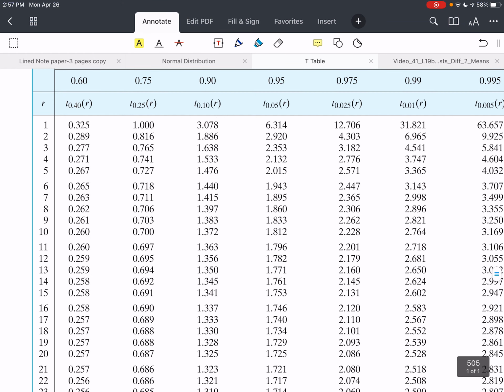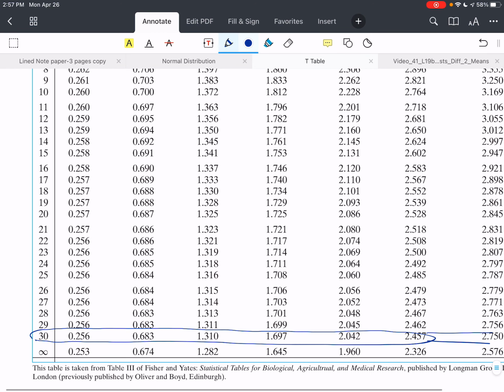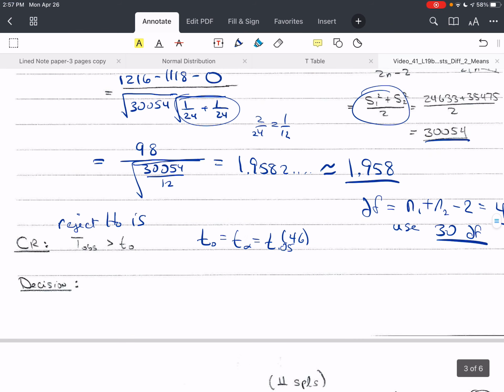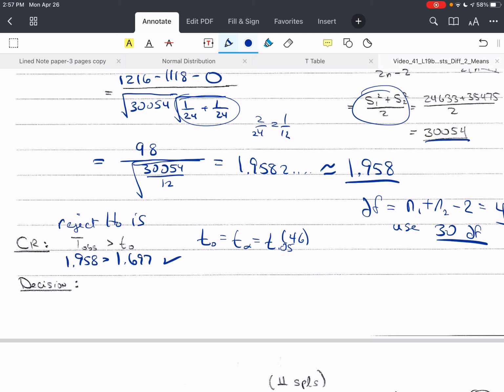So we'll look at 0.05 here and come down to 30, and that's going to be 1.697, which is bigger than 1.645, which is what we'd use if we have Z. So 1.697, and so we want to know if 1.958 is greater than 1.697. It is, so since it is true, we do reject H naught.